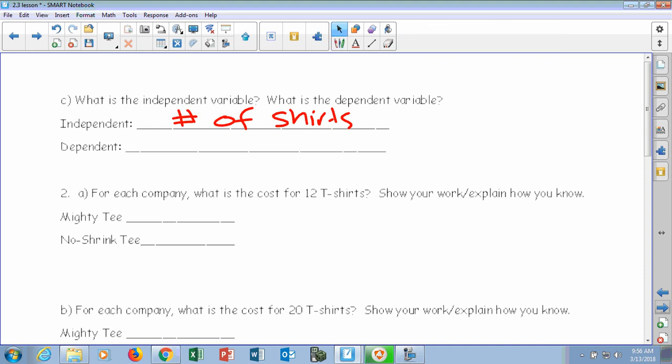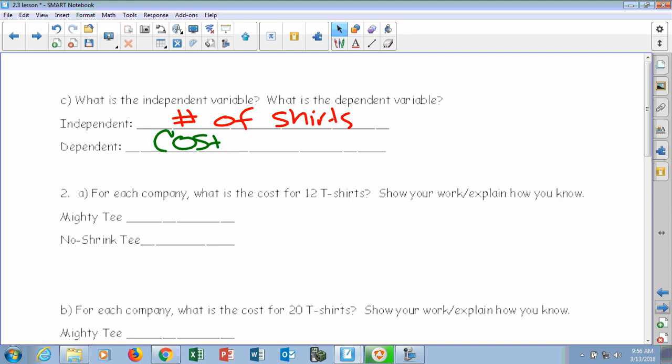Because we don't exactly know. They didn't tell us how many shirts. But that determines our cost. So what is our dependent variable then? Zane? The cost. Good job. That cost is dependent on the amount of shirts. So for 2A, for each company, what is the cost for 12 t-shirts? Show your work and explain how you know this.